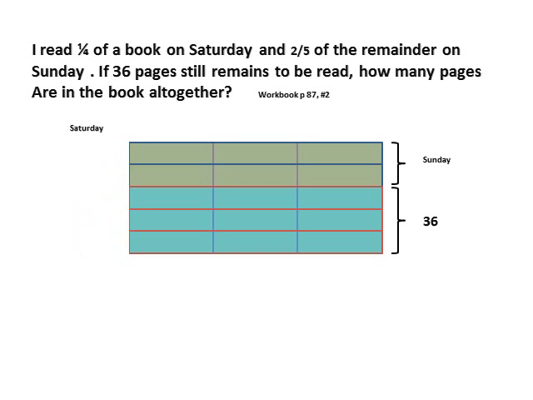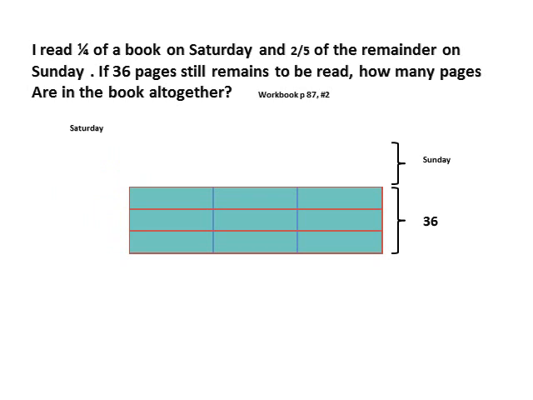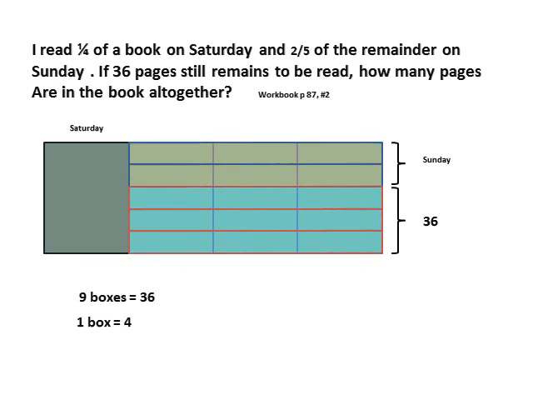Okay, so let's forget about the others and just focus our attention on this part. So as you can see, how many smaller boxes are there? Okay, you might be able to see that now. So you have 9 boxes equal to 36, right? So therefore 1 box is equal to 4. Alright, so let's go back.